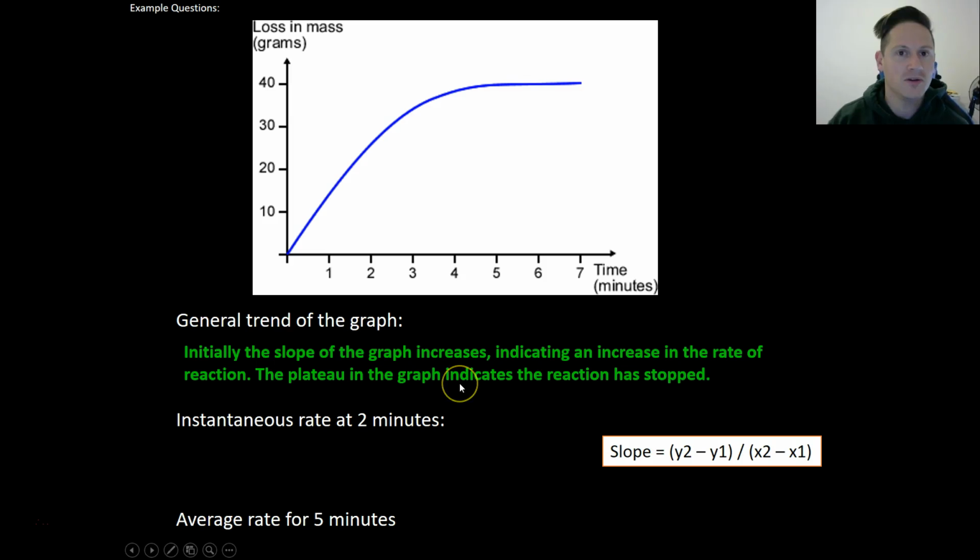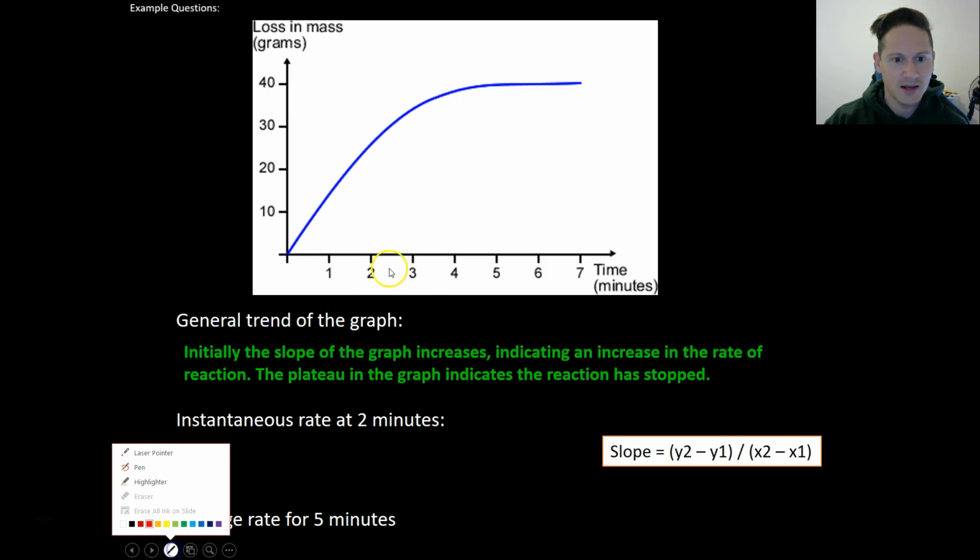Now you might have to figure out the slope of a graph like this. For example, the instantaneous rate of reaction at 2 minutes. So 2 minutes is indicated by this point here.